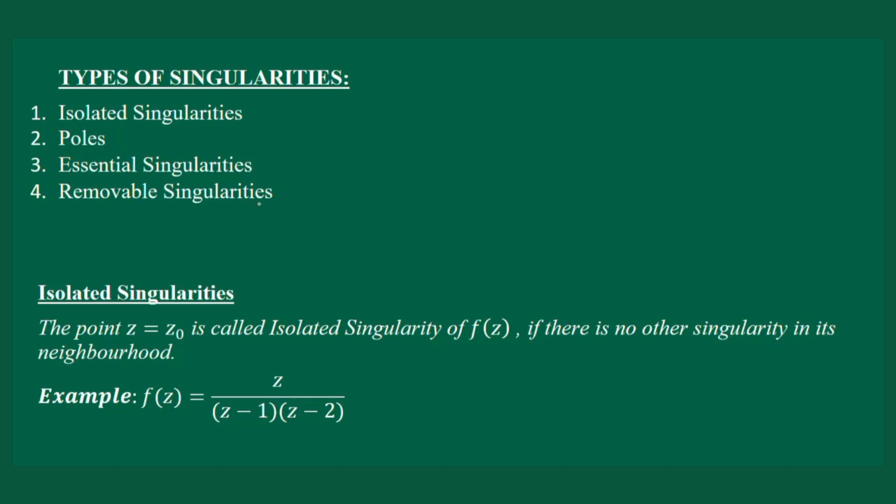Now let us see types of singularities. There are four types of singularities: isolated singularities, poles, essential singularities, and removable singularities. First, let us see the definition of isolated singularities.